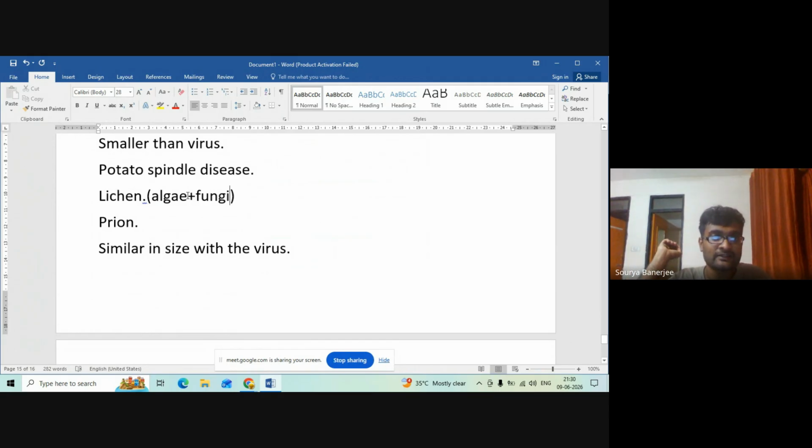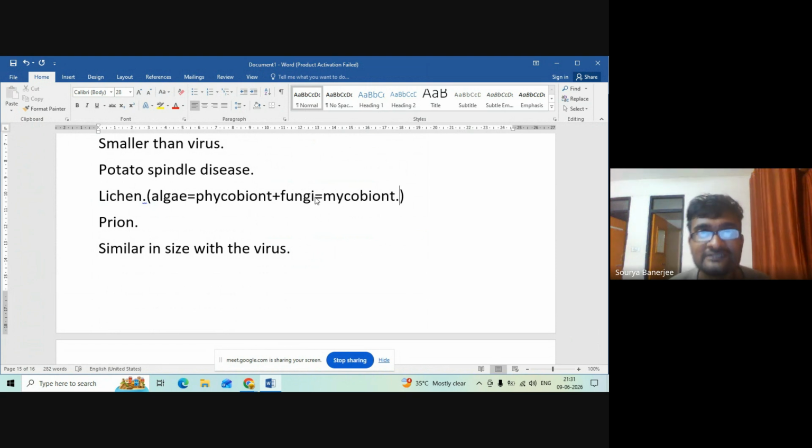The algal component is called phycobiont, and the fungal component is called mycobiont. Do you know that the study of fungi is called mycology? Okay, so there is nothing else to remember in case of lichen.